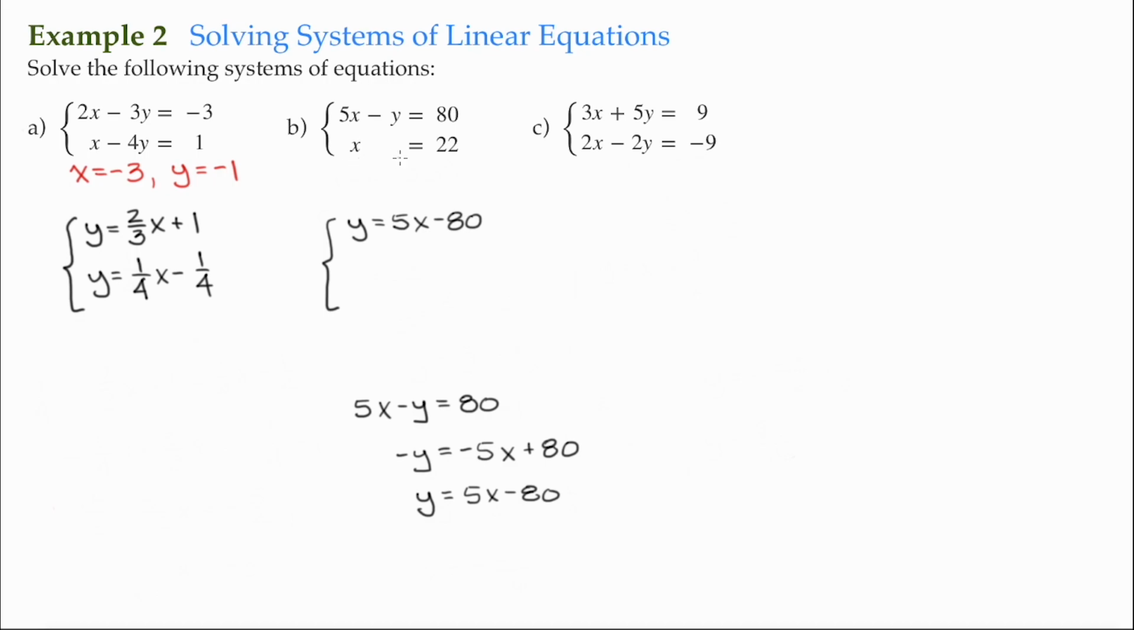Now here we just have x is equal to 22. So this makes a vertical line, but I'm just going to leave that as x is equal to 22. But now since we know x is equal to 22, we just simply slip it in right here. So this is going to give us y is equal to 5 times 22 minus 80. Y is equal to 5 times 22 is 110 minus 80. 110 minus 80 is y is equal to 30.